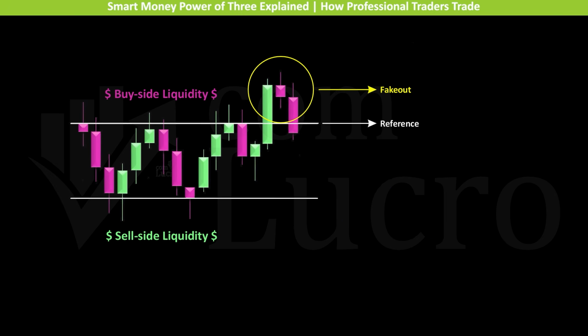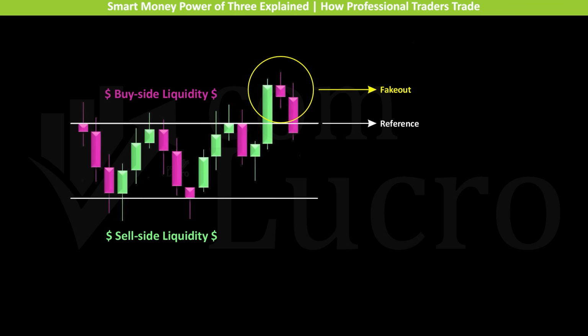So, how do we enter a trade using the power of three pattern? We aim to enter trades after the manipulation phase is confirmed. First, price must return back inside the consolidation range, confirming the failed breakout. We then mark the candle closes that define the consolidation area.